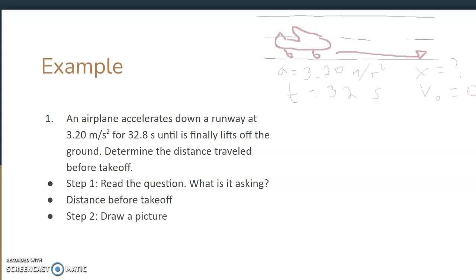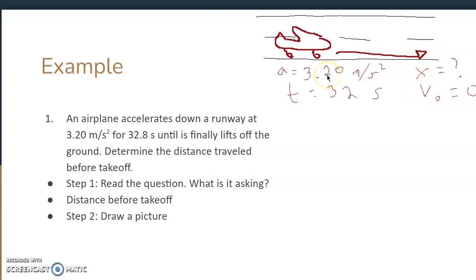Let's draw a picture. Now, don't make fun of my picture here, guys. It's not the best, but we have an airplane going down a runway. I put our acceleration is going this way. I said our time is 32 seconds. So I took these numbers and put them into variables. And we're trying to find our distance traveled. So I'm going to call that x.